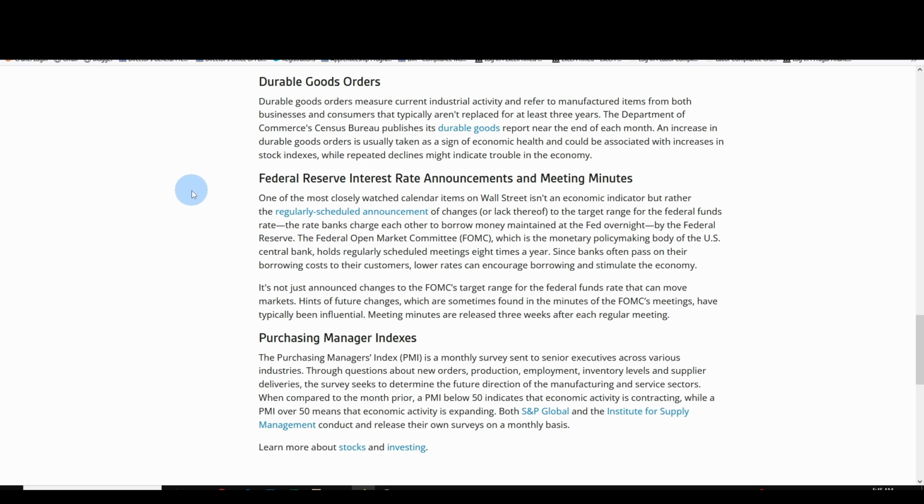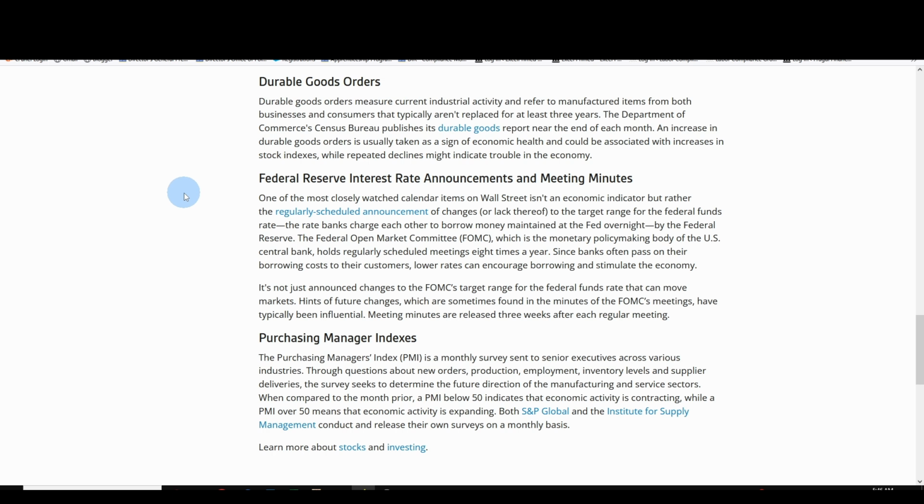Federal Reserve interest rate announcements and meeting minutes. One of the most closely watched calendar items on Wall Street isn't an economic indicator, but rather the regularly scheduled announcement of changes or lack thereof to the target range for the Fed funds rate, the rate banks charge each other to borrow money maintained at the Fed overnight by the Federal Reserve.